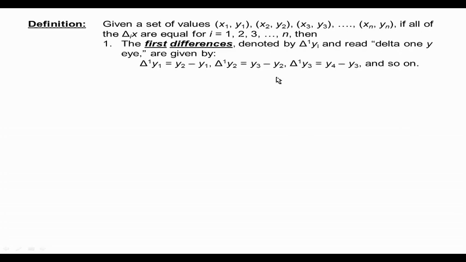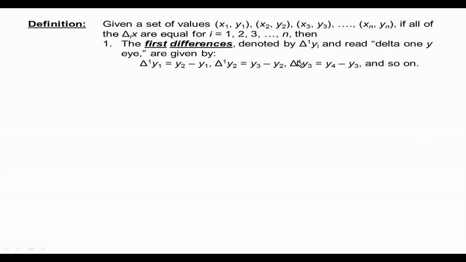Number 1, the first differences denoted by delta 1 y i. So the i ranges from 1 to n for the y. Delta 1 y1 is y2 minus y1. Delta 1 y2 is y3 minus y2. Delta 1 y3 is y4 minus y3, and so on.